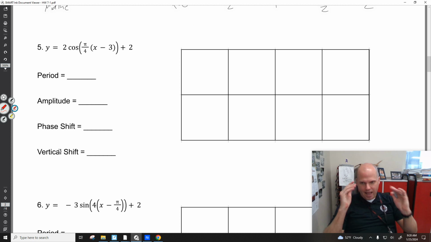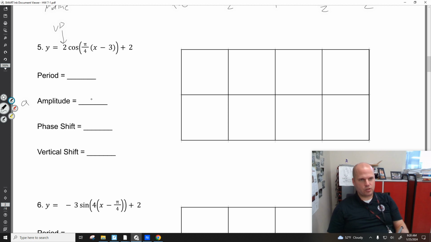All right, now we got A, B, C, and D. So let's start with our y's. I got 2, again, for my A. That's a vertical dilation. Vertical dilation of 2 means I'm going to affect my amplitude. I'm going to multiply my y's by 2.